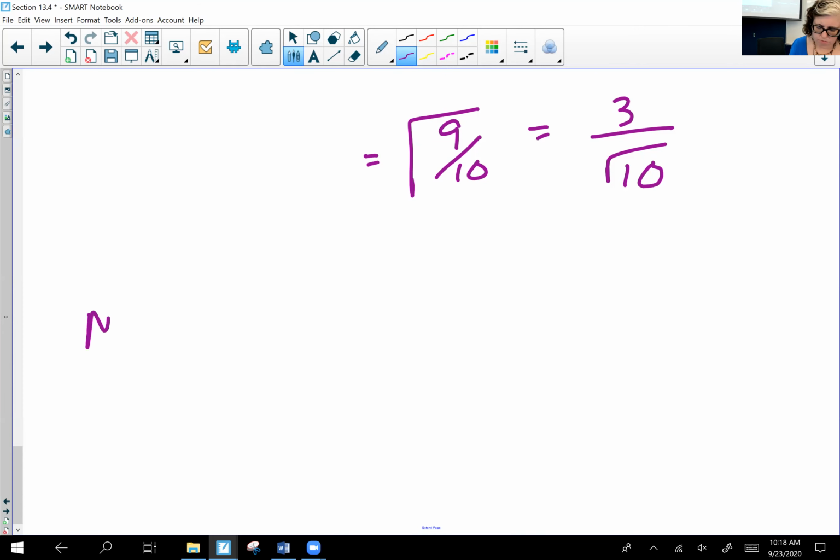Okay, so we're now able to write out our normal vector.